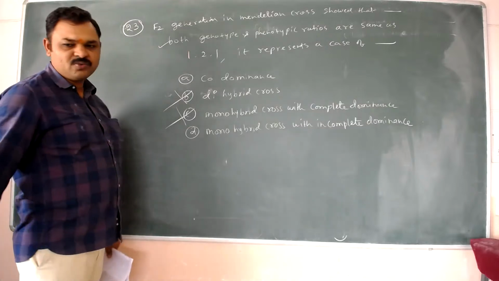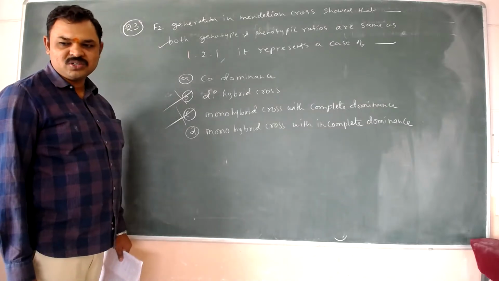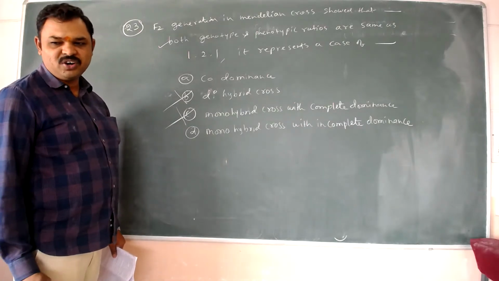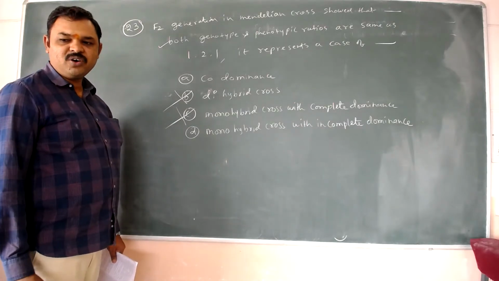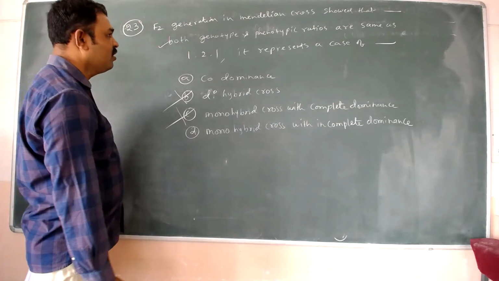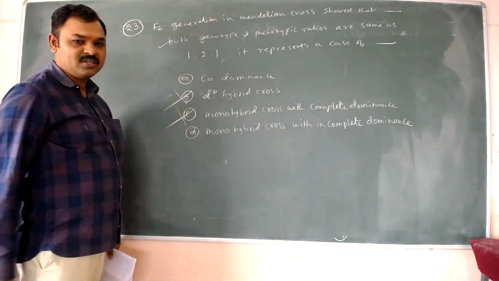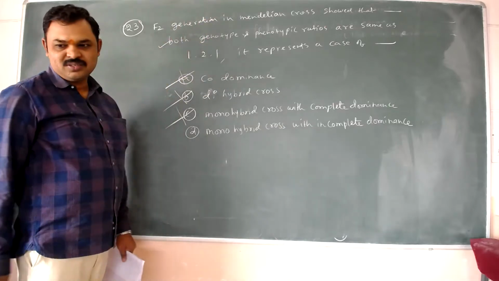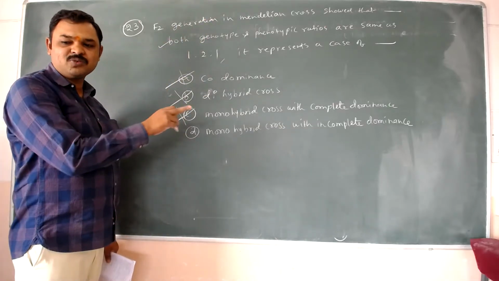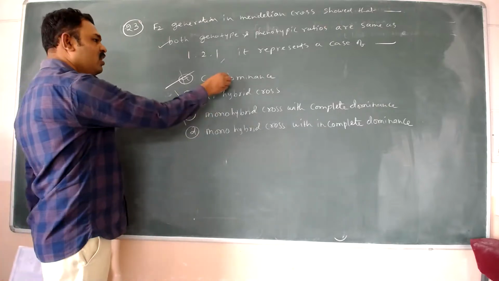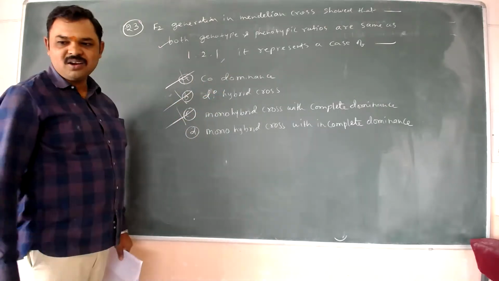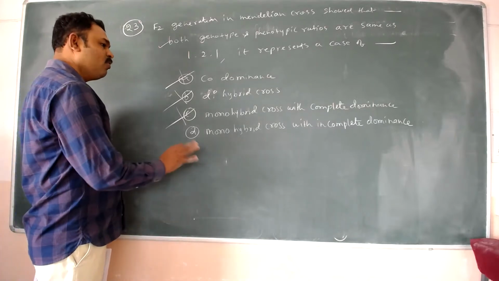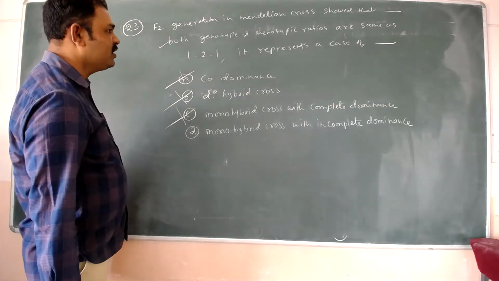And codominance, what are the ratios here? Codominance, like AB blood groups here, phenotypic and genotypic ratios are the same. But it is a non-Mendelian cross. Maybe here it will come 1:2:1, but it is non-Mendelian, hence not following Mendelian inheritance. But what is following here? This is a monohybrid cross with incomplete dominance.